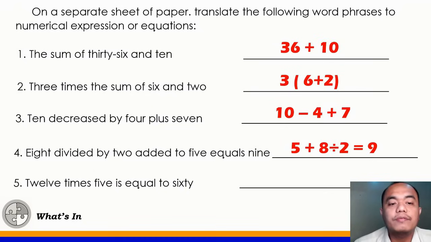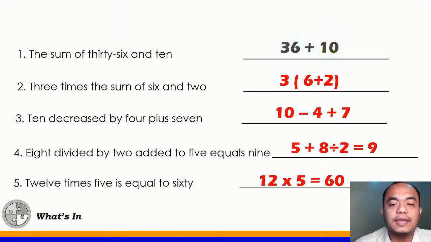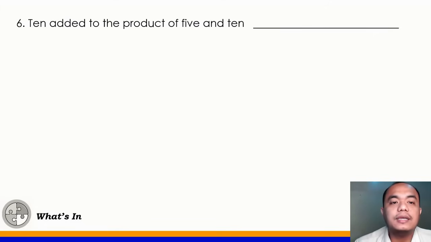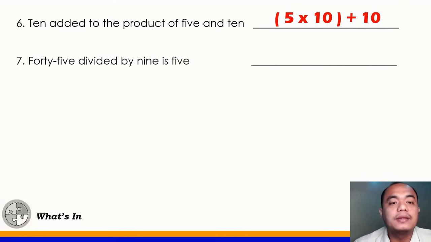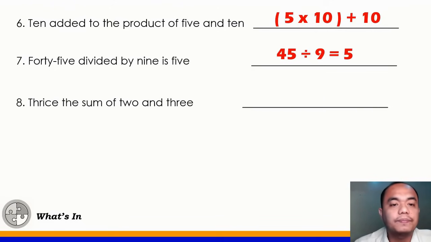Next, number 5. 12 times 5 equals to 60. This will be 12 times 5 equals 60. Next, number 6. 10 added to the product of 5 and 10. Correct. That's 5 times 10 plus 10. Next, 45 divided by 9 is 5. Correct. 45 divided by 9 equals 5.